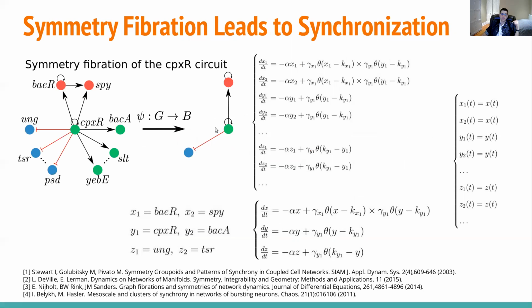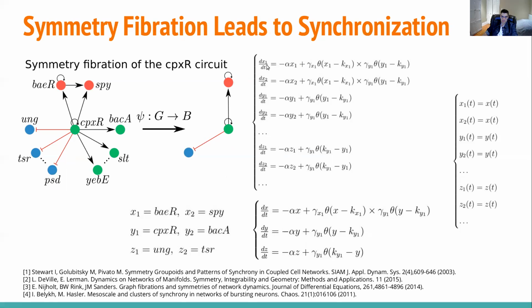the existence of a symmetry fibration leads to synchronization. So if there is this network that can be collapsed into this one, this is an example from before, there is a system of ODEs here that corresponds to the bigger network. If we take these 2 red nodes, let's call them x1, x2, the green nodes y1, y2, but really y1, y2, etc., and the blue nodes z1, z2, etc., we can write this big system of ODEs that corresponds to this network, and we can write this smaller system of ODEs that corresponds to this network with parameters that are chosen properly.